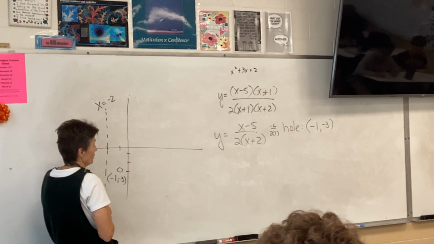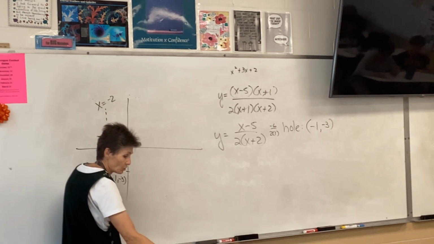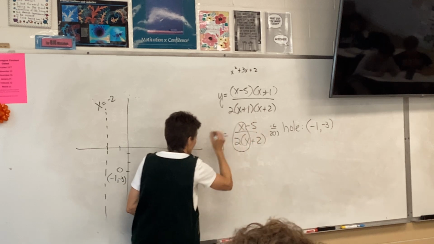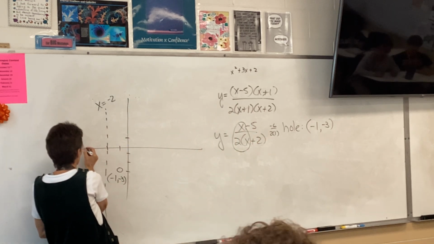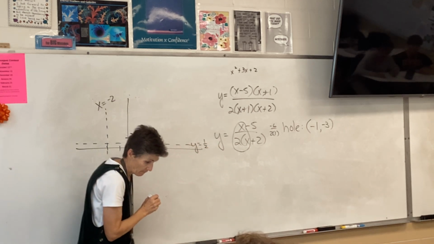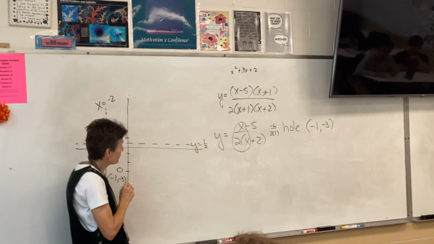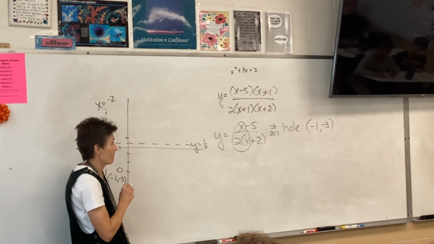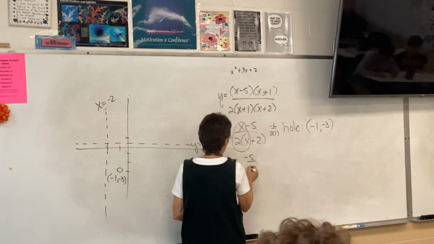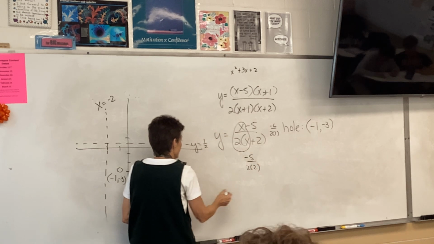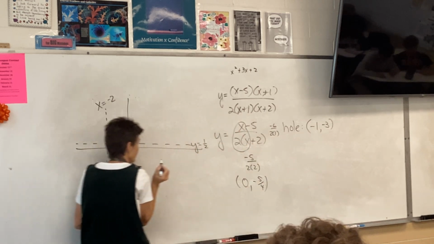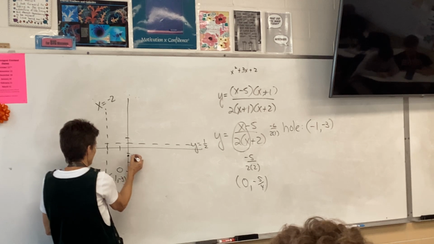Do I have a horizontal asymptote? Well, you can look at the original problem if you want, or you can look at this one. Do I have a horizontal asymptote? 1/2, y equals 1/2. How do we find a y-intercept? All right, so I'm gonna have -5 on the top. I got -5/4 when I put 0 in. So that would be right here.